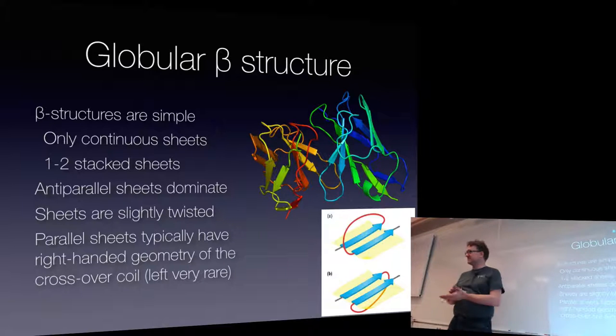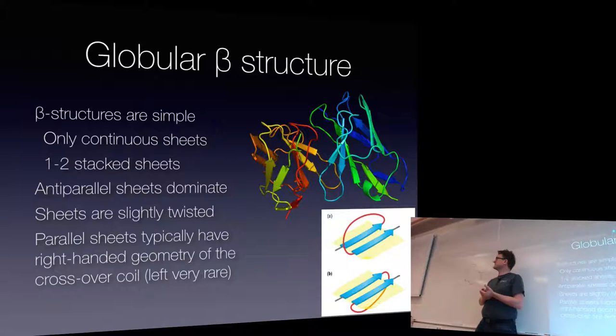Because they're easier than the alpha helices for once. Beta structures are simple, surprisingly, but they are. They only exist in continuous sheets, in particular if they're pure beta structures. And the reason for that is that every time you break this sheet, you end up exposing lots of residues that are then unpaired hydrogen bonds, right?